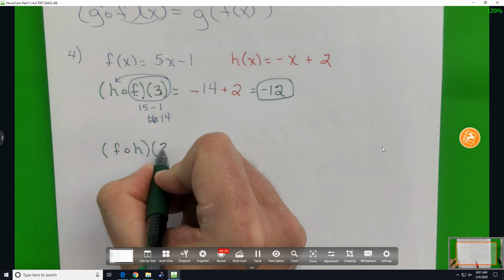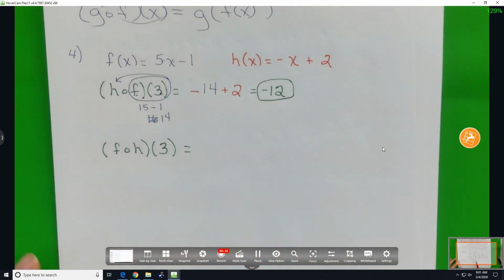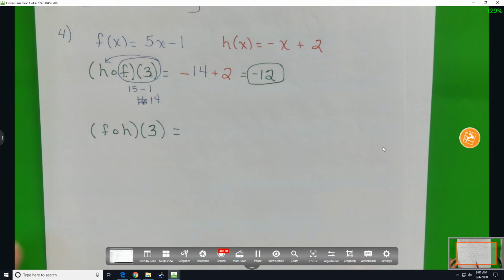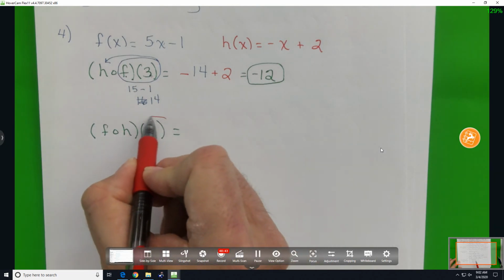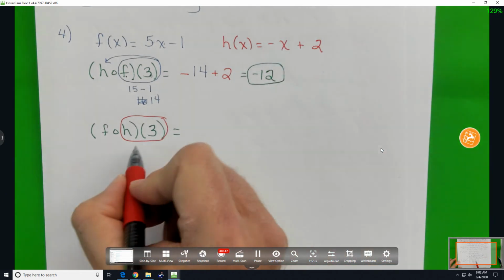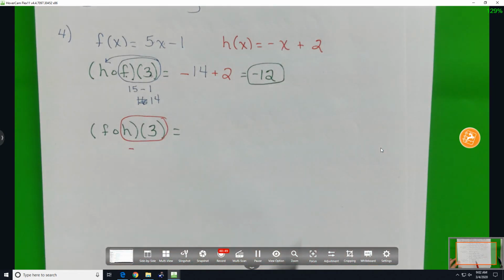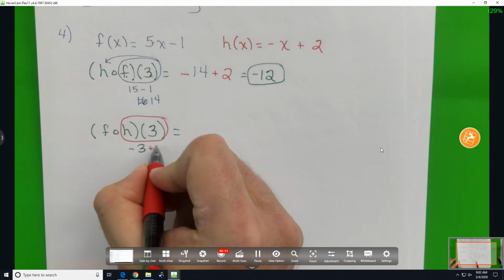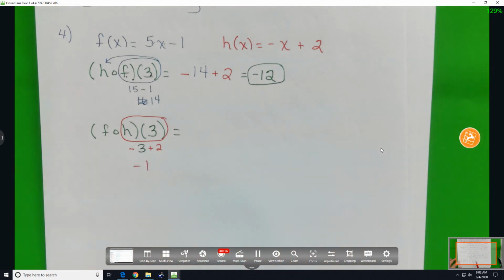Suppose it had said f of h of 3. In words, how does this one differ from the one we just did? Well, we start with the 3. We plug it into which function? The h. You plug 3 into h. Let's do that. We'd have a negative 3 plus 2. What are we getting there? Negative 1? Yeah, I agree.